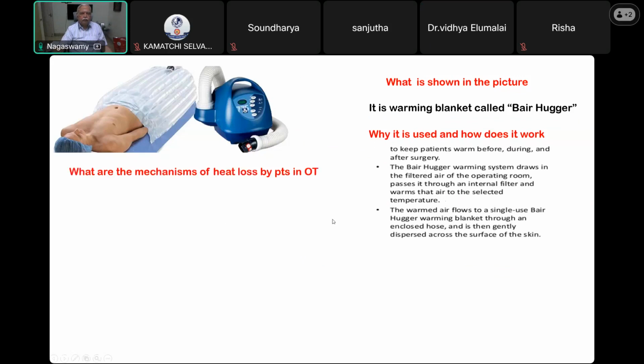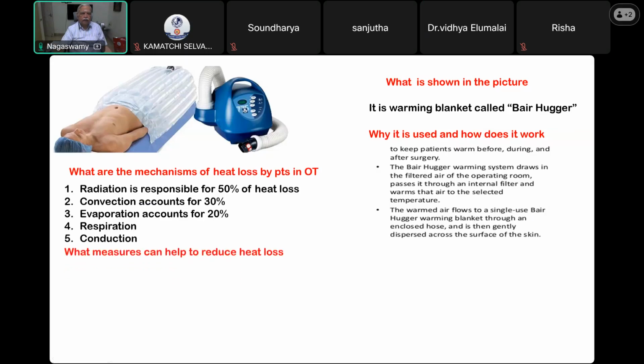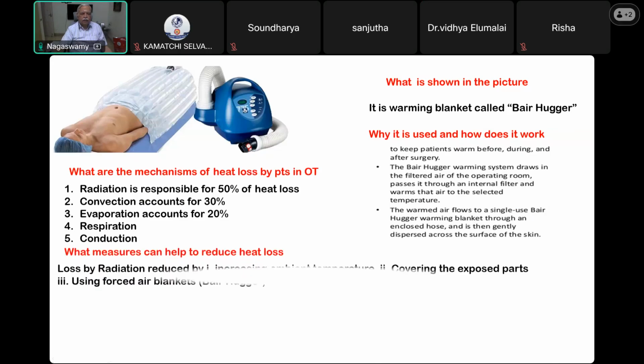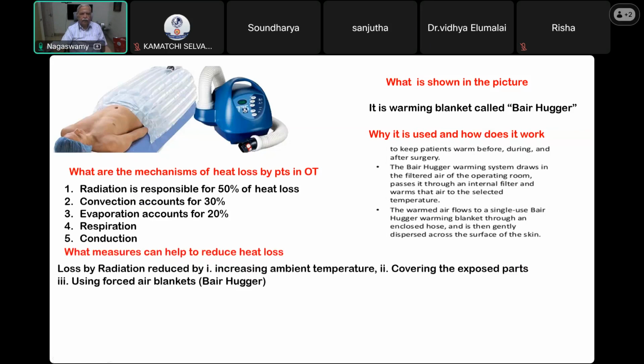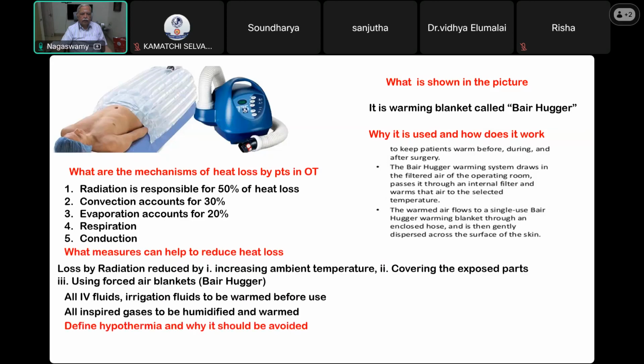What are the mechanisms by which heat will be lost by patients in OT? Radiation, evaporation, conduction, convection, and also respiration. What are the methods to reduce the heat loss? By increasing the ambient temperature, by covering the patient, actively warming using fluid warmers and Bair Hugger warmers. Very good. Then all IV fluids should be warmed, and inspired gases humidified and warmed.